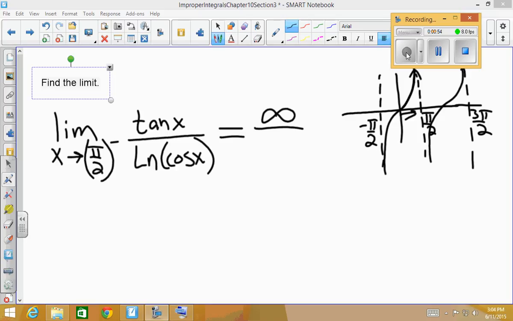Now the natural log of the cosine of x, well, as x approaches pi over 2, cosine of x is going to get closer to 0. Remember your unit circle, cosine is the x-coordinate, so as the angle gets closer to pi over 2, the x-coordinate gets closer to 0. And in fact it gets closer to 0 from the right.